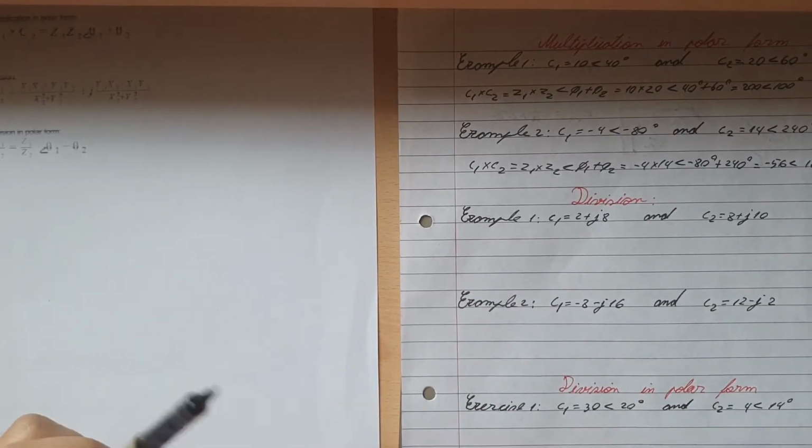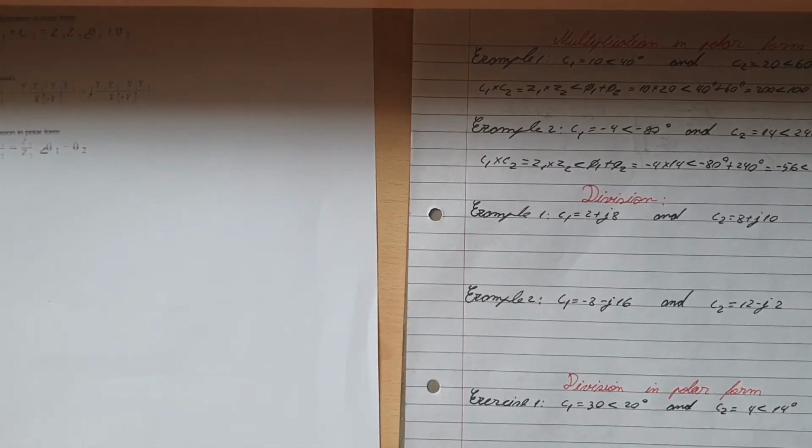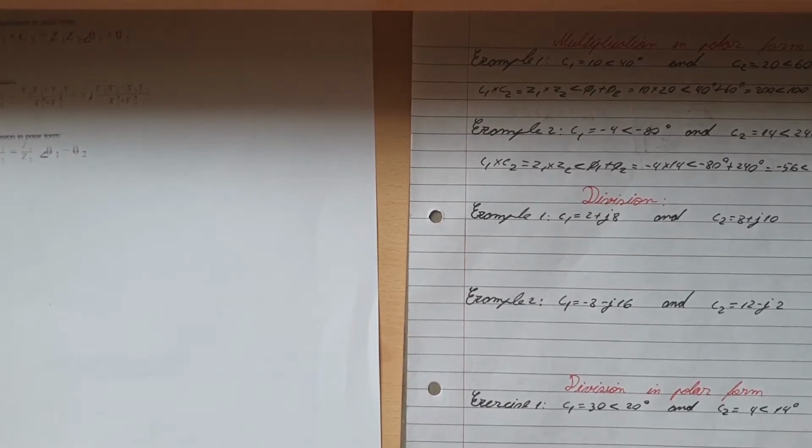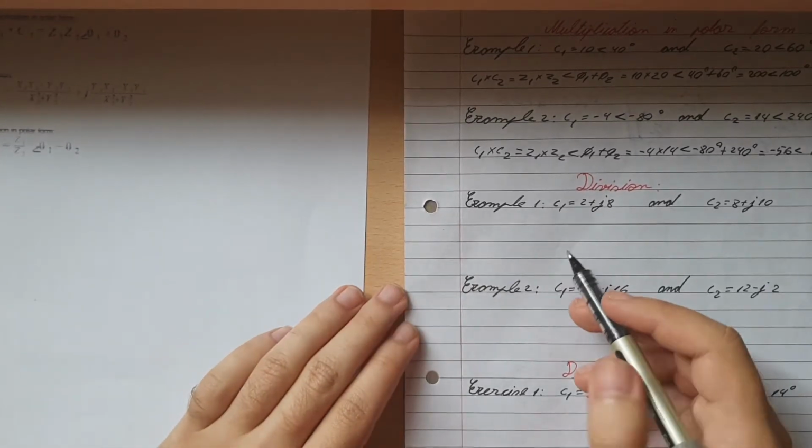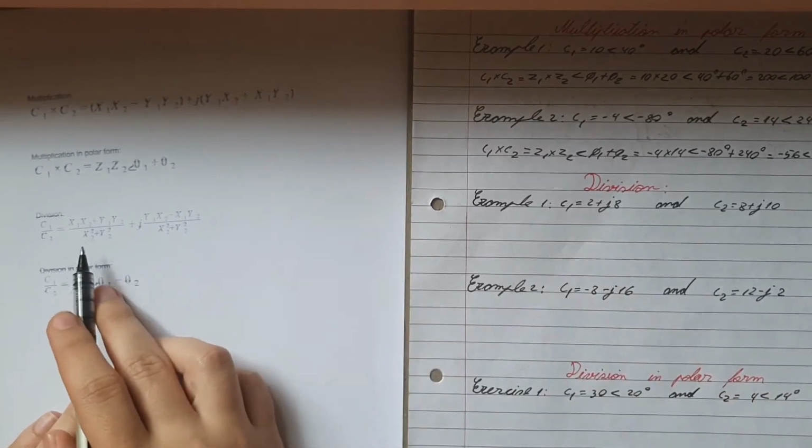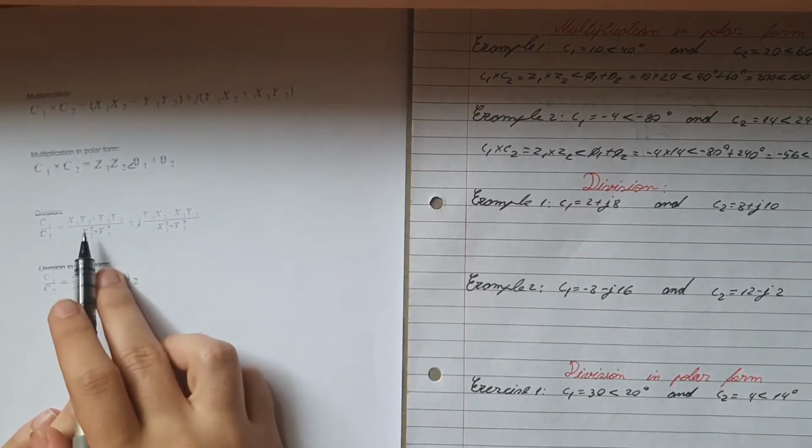Okay, let's keep going. Actually, pause here for some water or anything like that. Let's get over this one quickly, because we are about halfway done. Okay, now division, which was the next one on the formula list. This is division in rectangular form, and division in polar form.